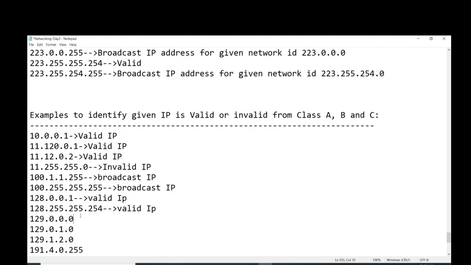Sir, I have one doubt. 11.255.255.0, how is it invalid? Yes, correct, Viresh. Good, you identified the mistake. It's not invalid, it's valid. Yes, valid network ID and valid host ID. So it is valid. Yeah, good.